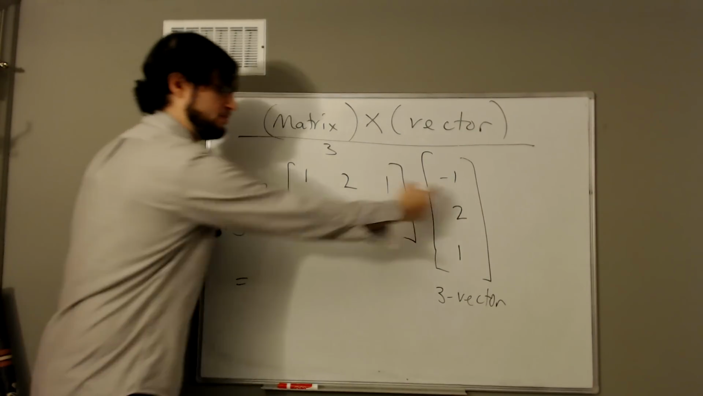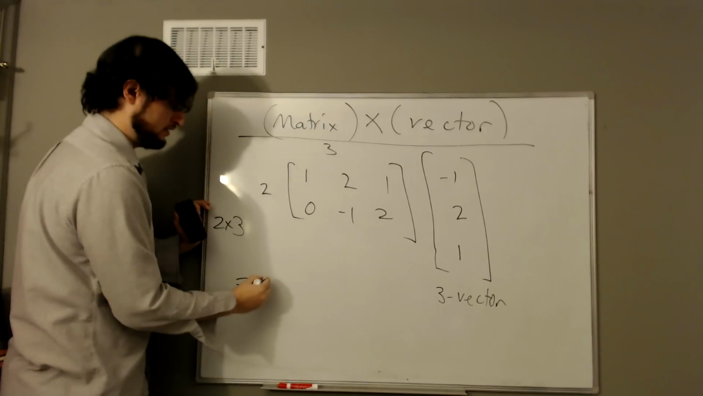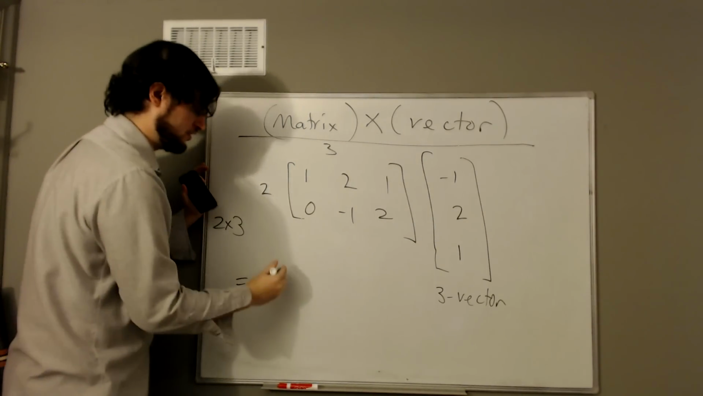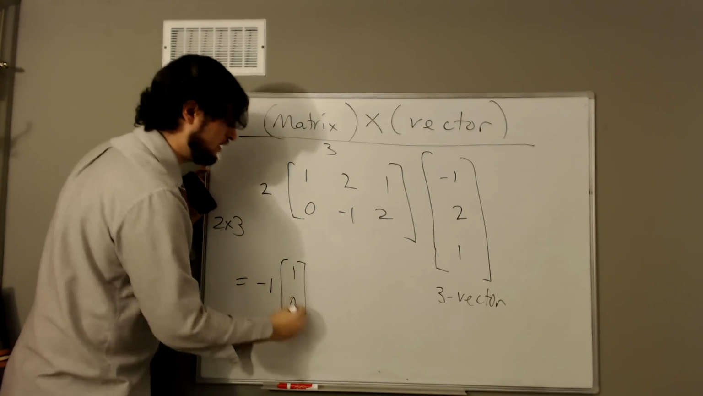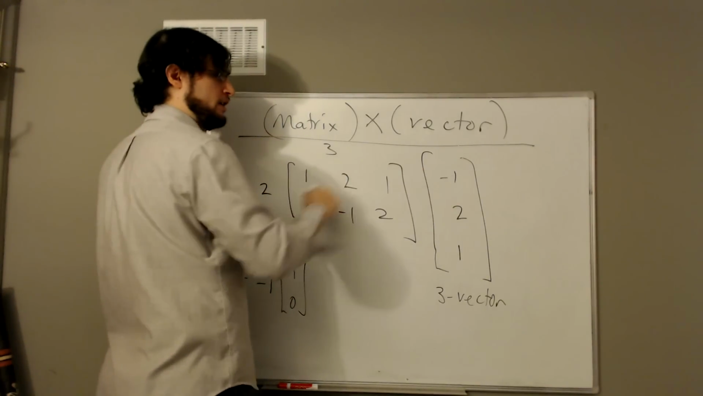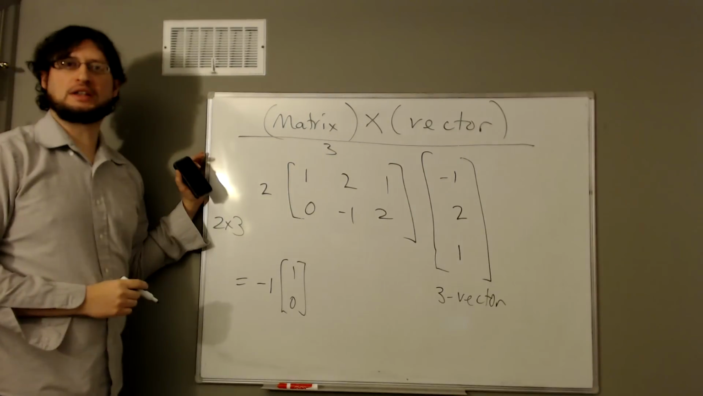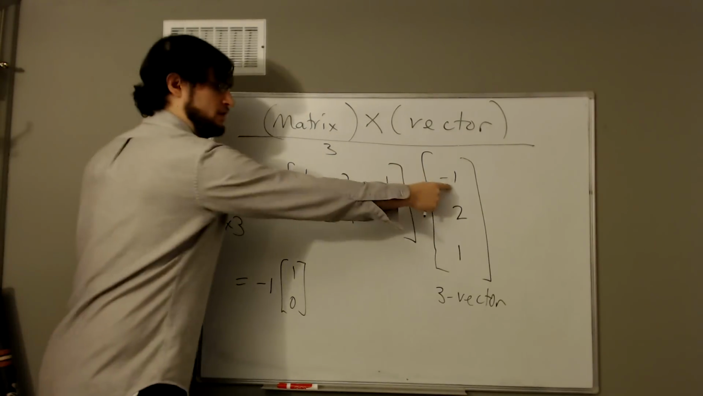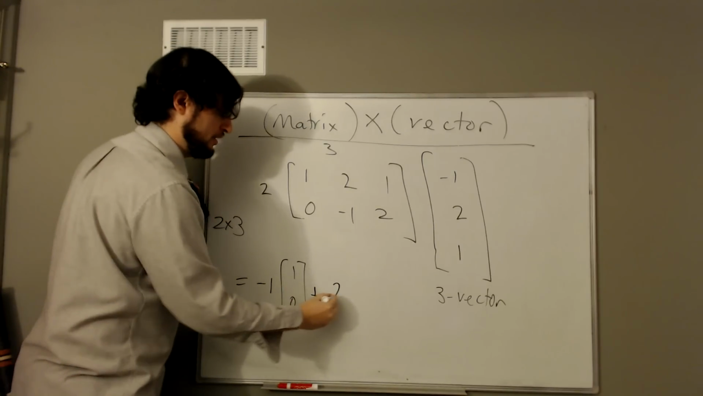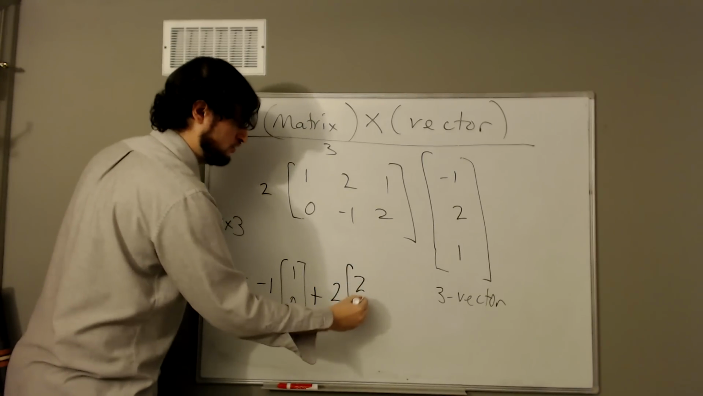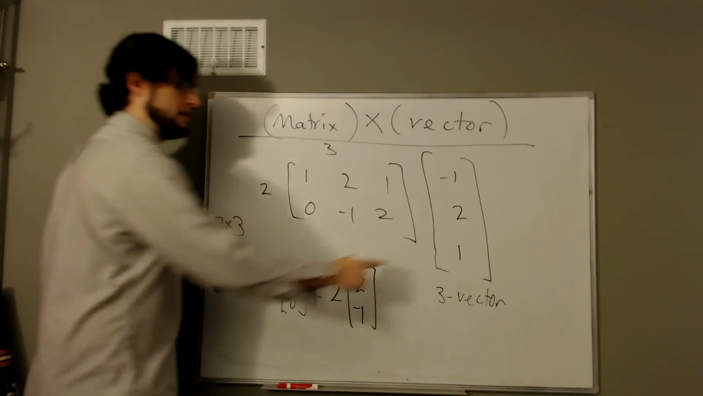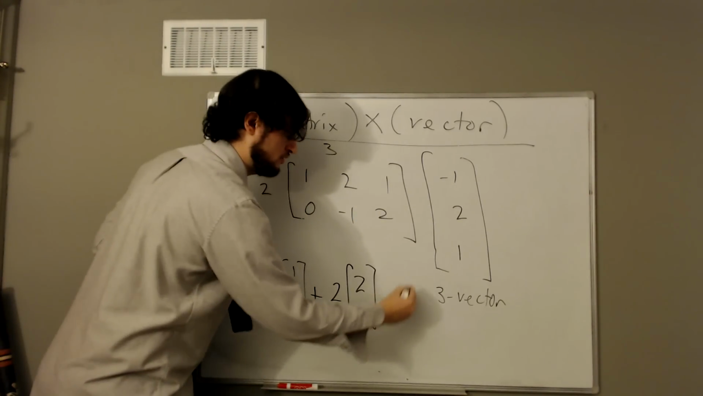So when I multiply a matrix times a vector, this -1, that's the first entry in the vector, it gets matched to the first column. And I'm going to scale the appropriate column by the appropriate entry in the vector. So -1 gets matched to the first column, 2 gets matched to the second column, and then I'm going to add 2 times 2, minus 1, and then 1 times 1, 2.